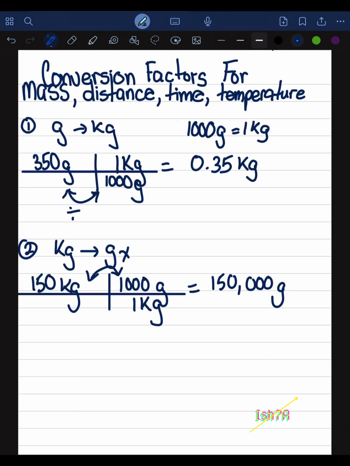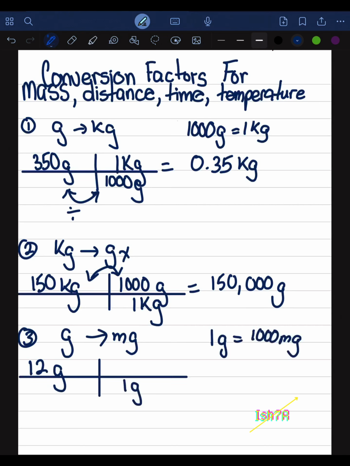Now let's use milligrams. We have 12 grams. We're going to multiply it. And that means we're going to have 12,000 milligrams.